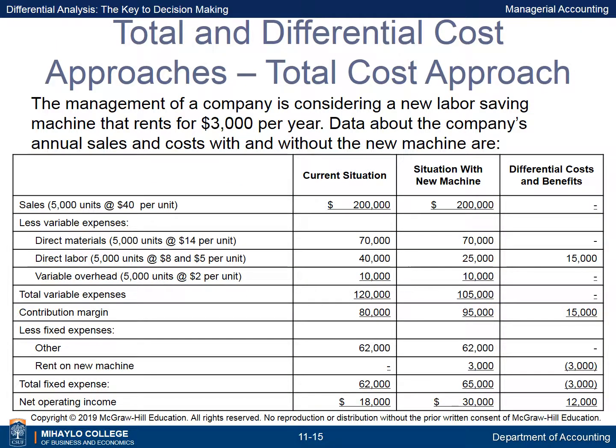The management of a company is considering a new labor-saving machine that rents for $3,000 per year. Data about the company's annual sales and costs with and without the new machine are as shown on the slide. Using the total cost approach, we can see that net operating income is $18,000 under the current situation, and increases by $12,000 to a total of $30,000 with the new machine.